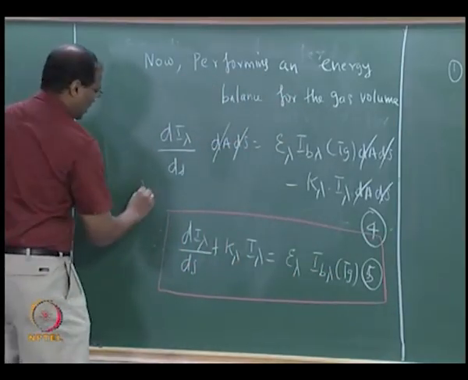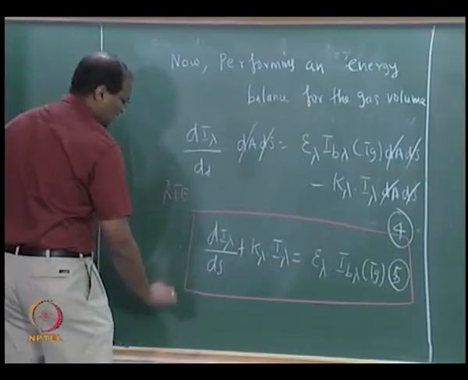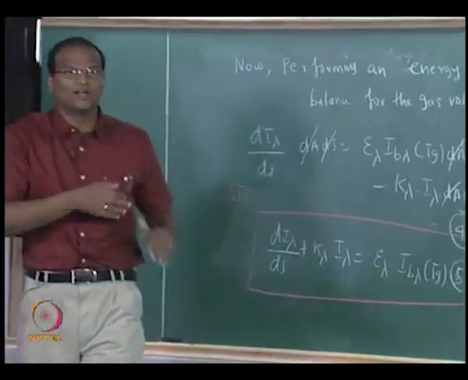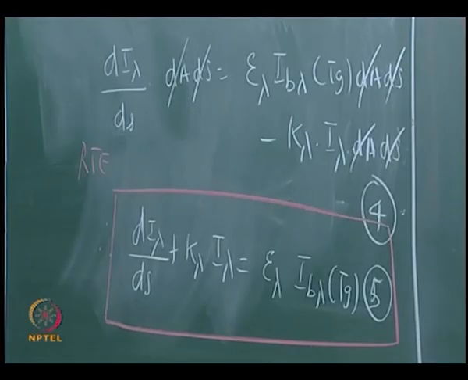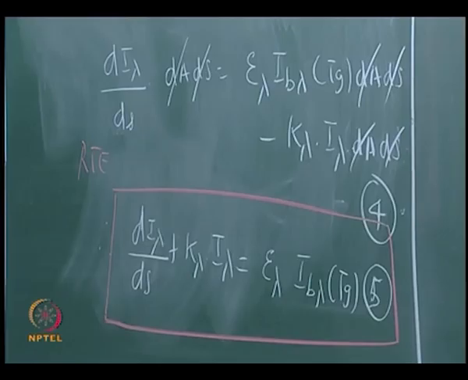This is the RTE equation, the so called radiative transfer equation. You have to have inscattering and outscattering. So dI lambda by ds will be equal to emission minus absorption plus inscattering minus outscattering. That we will take care of in the algebraics.